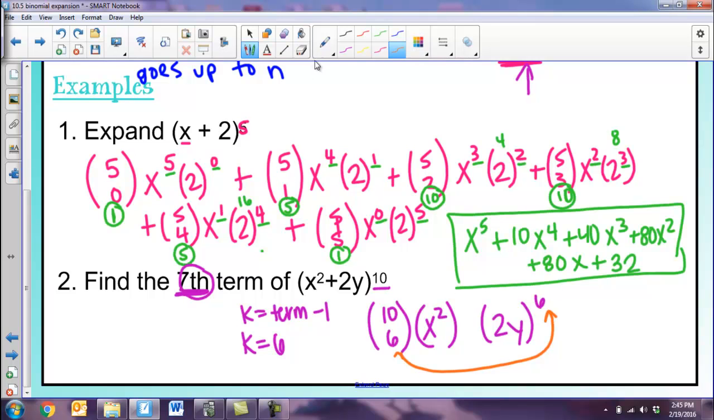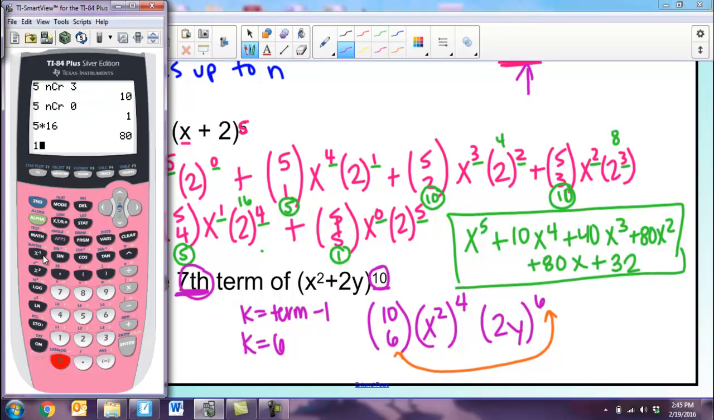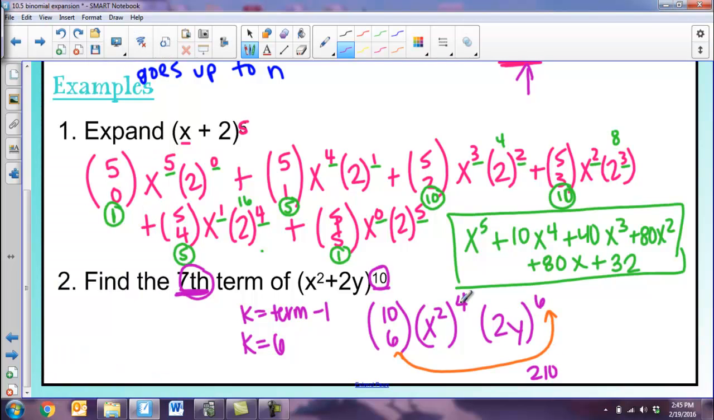Okay, and then I know that the exponents need to add up to be the total expansion. And so I know that 6 plus what gives me 10? Well, this would be the fourth power. And now this is just a matter of simplifying this down. So I could go into my calculator and calculate 10 choose 6. And I get 210. X squared to the fourth is going to be x to the eighth.